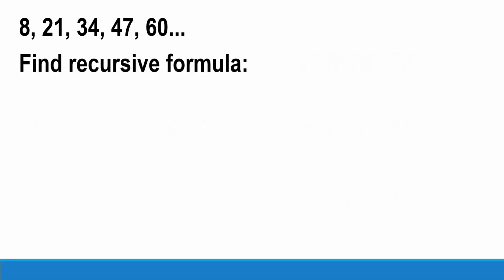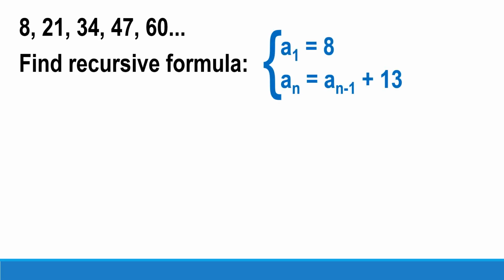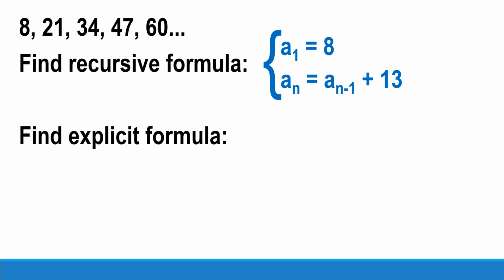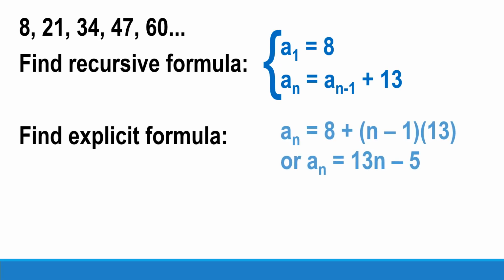The recursive formula for this arithmetic sequence will be written as the first term, a sub 1, equal to 8, and the successive or next terms, a sub n, will equal the prior term plus the common difference, or a sub n minus 1 plus 13. When writing the formula explicitly, substitute a sub 1 with 8, substitute the common difference d with 13, and write it as a sub n equals 8 plus the quantity n minus 1 times 13.